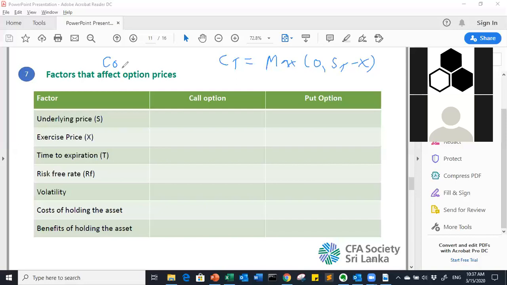So if the underlying price is high for a call option, remember, a call option gives you the right to buy something. So you're paying a fixed amount to buy something. If that asset price is going to be higher, then all things being equal, the payoff is potentially going to be higher. Therefore, what you would expect is that the value of this option is going to be higher. So if the underlying price is increasing, the call option value is going to increase.